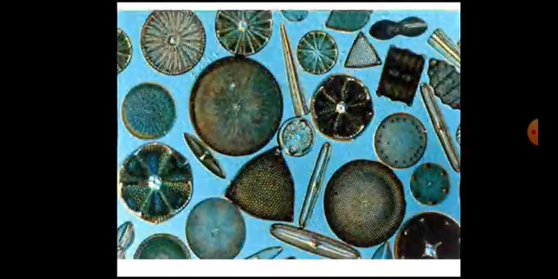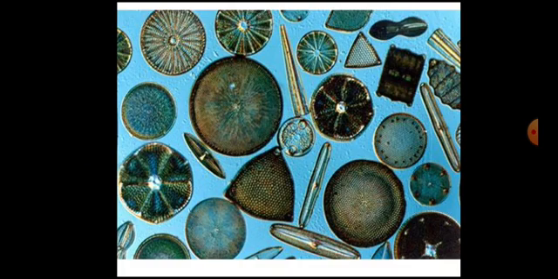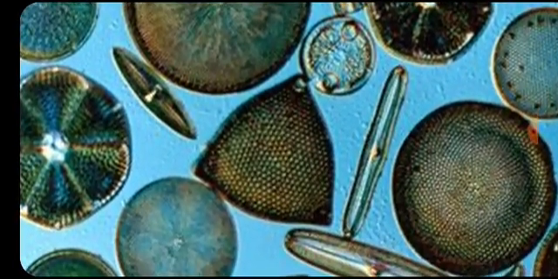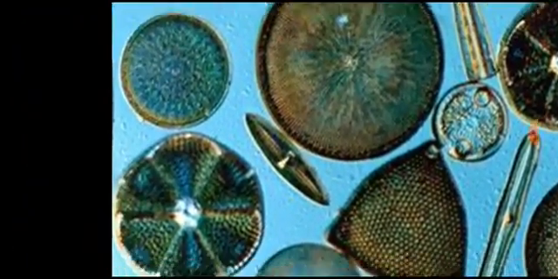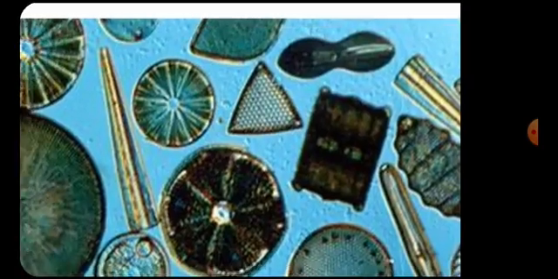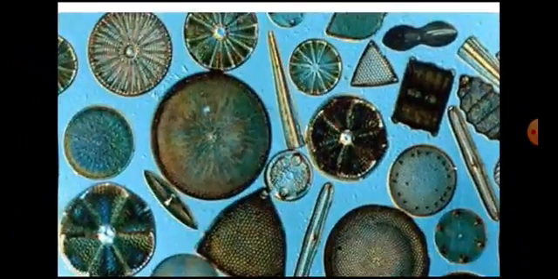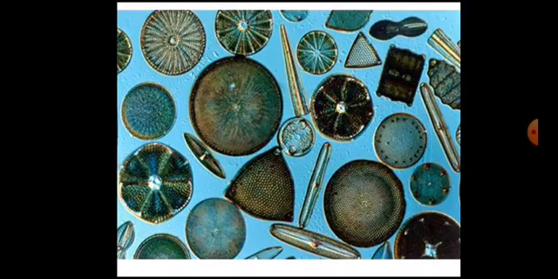Then these are the diatoms. You can note the shapes of diatoms, that they have different shapes: oval shape, rod shape, circular shape, triangle shape. And note the presence of these small pores or dots which are present on diatoms.